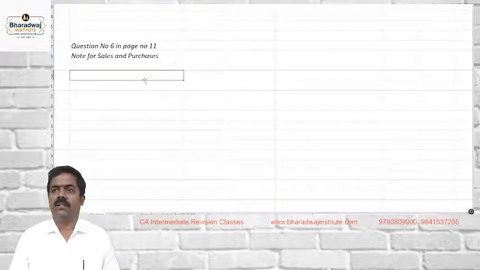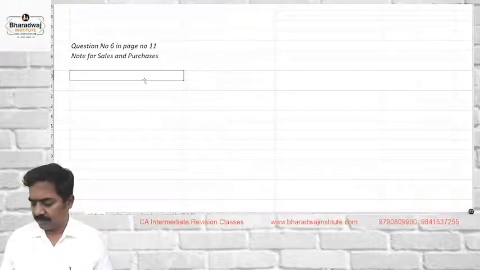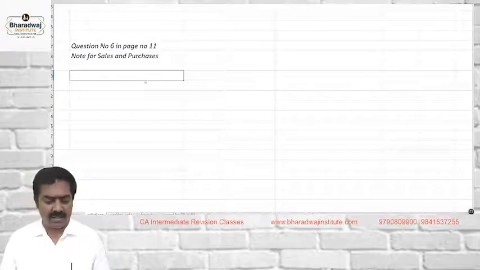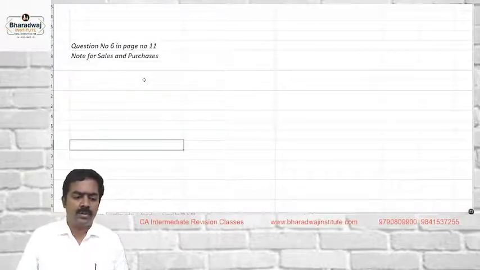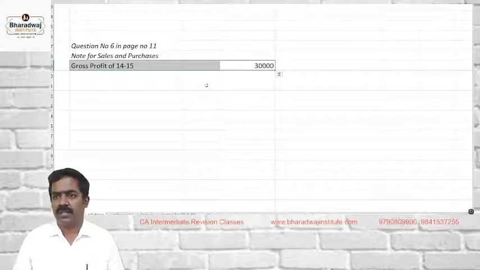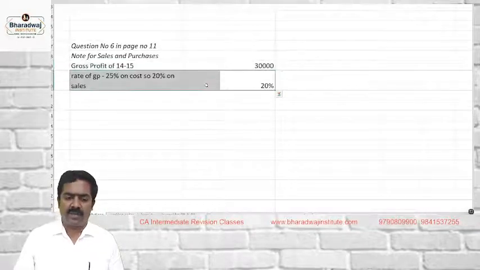What was the gross profit of the last year? 30,000. So using that we can find out the sales of the last year. What is the profit of the last year?